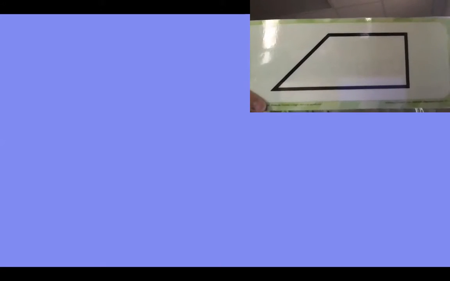What shape is that? Trapezoid. It only has 1 set of parallel lines. Very good. Parallelogram. That has 2 sets of parallel lines. We have 1 on top and bottom and the 2 on the sides. Very good. This one is called a rhombus. It has 4 equal sides, but they are not right angles like a square. It is a rhombus. I call it a crooked square.